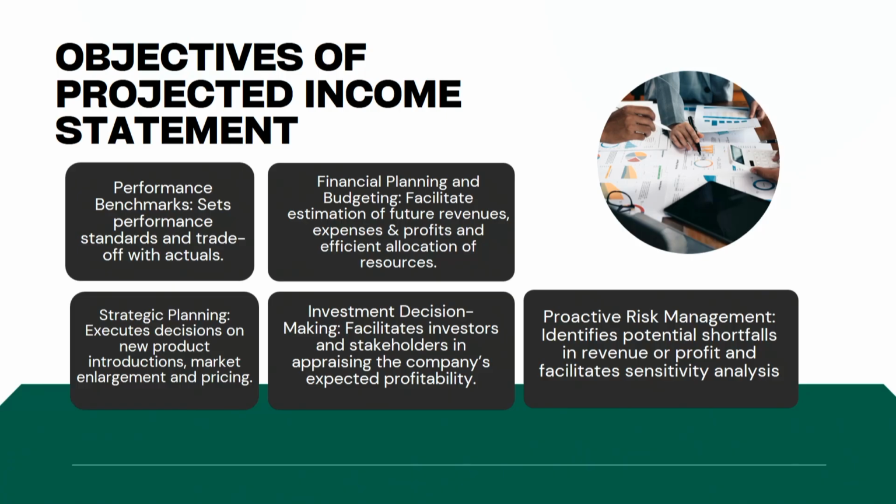Moving further, it also facilitates investment decision making, facilitates investors and stakeholders in appraising the company's expected profitability. Obviously, when we are disseminating the financial statement, whether it is income statement or balance sheet, the very essence and the objective of dissemination of financial statement may be related to the actual facts and figures or it is related to the projected orientation. It serves the fundamental purpose at the end of the investors to provide information with regard to the profit making ability of the business.